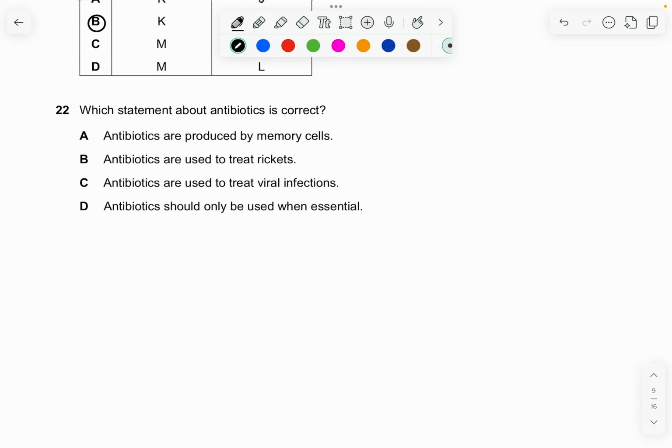Question 22. Which statement about antibiotics is correct? Antibiotics are produced by mammary cells. Nope. Antibiotics are used to treat rickets. No. Antibiotics are used to treat viral infections. This is not, because antibiotics are for bacterial infections only, and not for viral infections. Antibiotics should only be used when essential. Yes, this is correct. Why? Because when antibiotics are used frequently, you're going to get antibiotic resistance, like MRSA, etc.